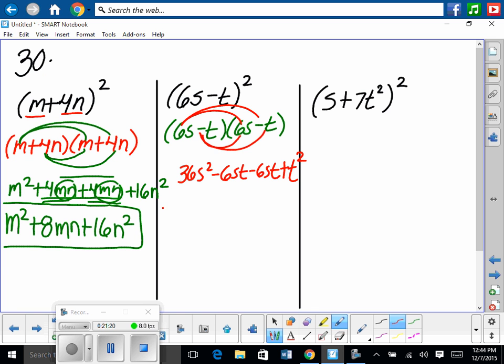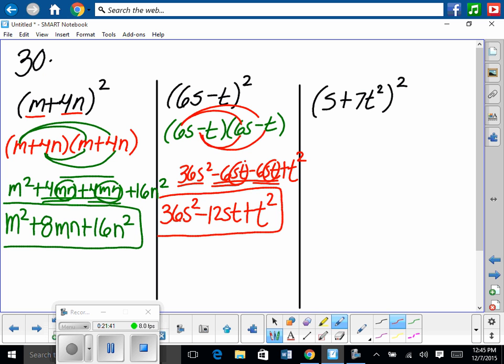So then from there, we combine like terms. We have 36s squared, no other s squareds, and then negative 6st minus 6st is negative 12st. Remember that that's just like negative 6 apples minus 6 more apples is negative 12 apples. The apples part doesn't change. And then plus t squared. So this would be our final answer here.